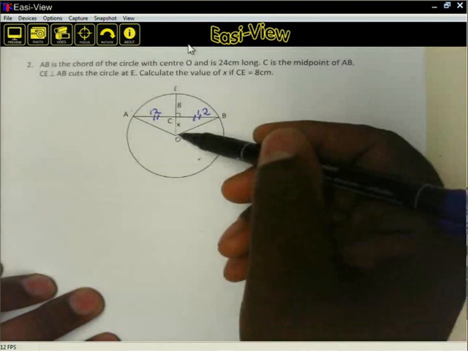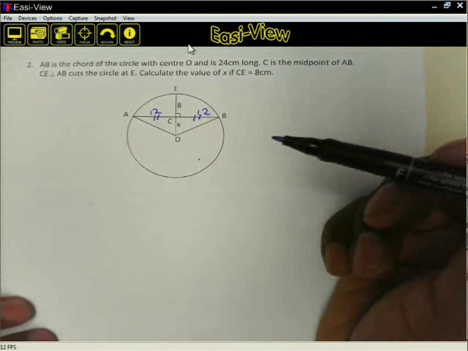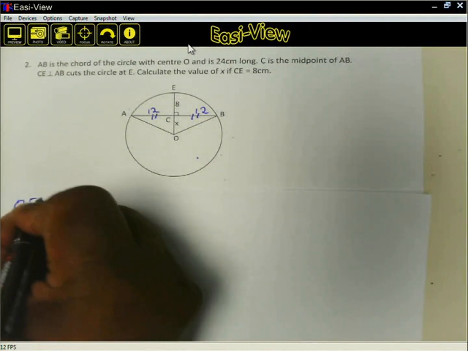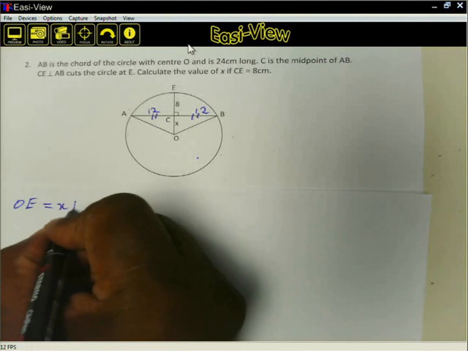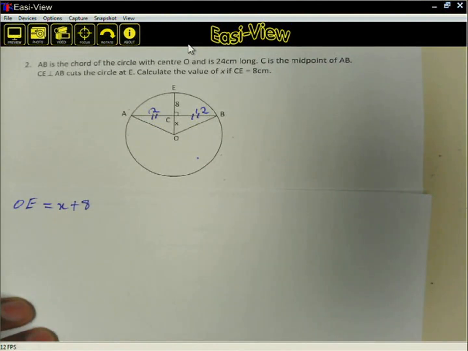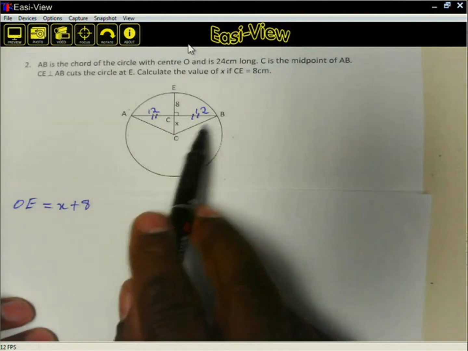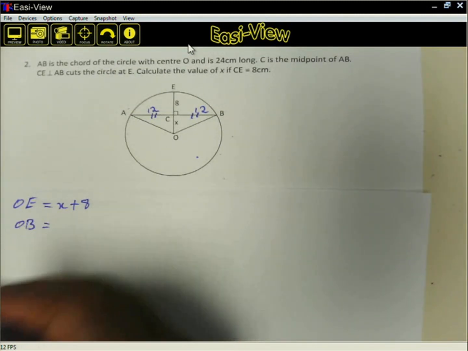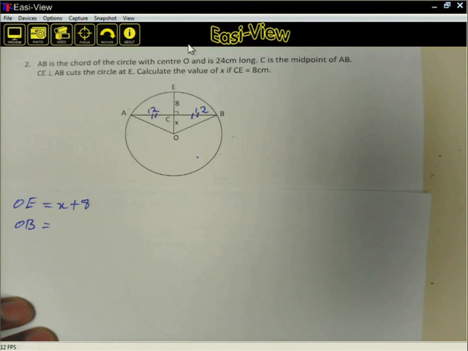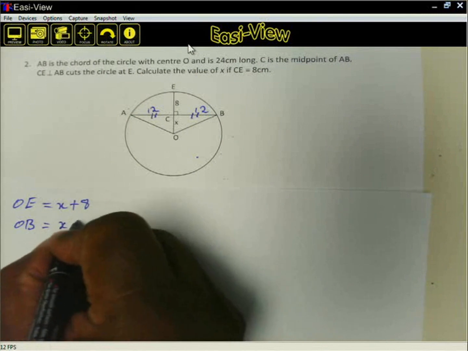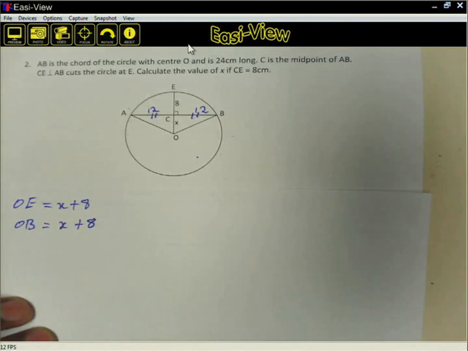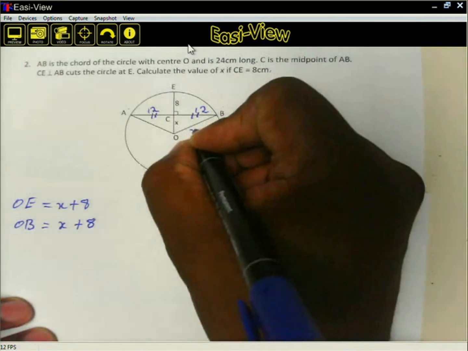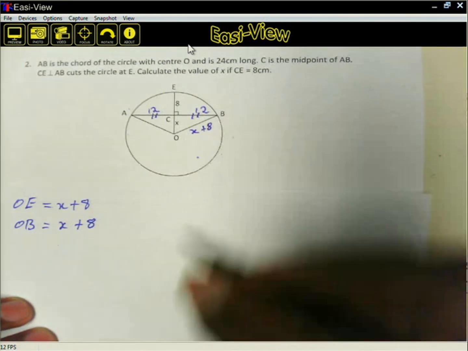Check OE. OE is the radius. And OE is equal to X plus 8. That is OE. Check OB. OB is also our radius. What is the length of OB? Because it's also a radius, OB is also equal to X plus 8. So OB here is X plus 8.